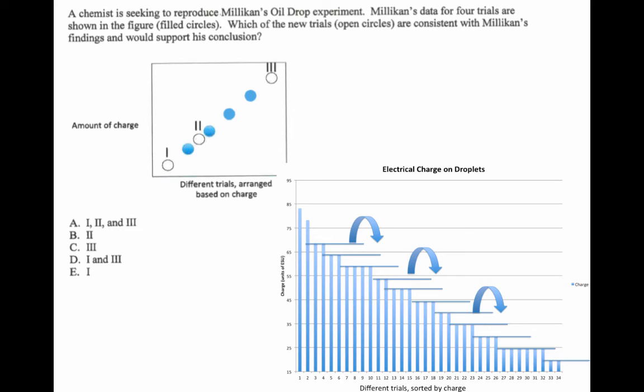So if that one's applicable, then the charge of the electron is actually smaller than what the other data set is proposing. So both 1 and 3 would be consistent because they're exhibiting the same step size, so the same fundamental amount of charge that's found from droplet to droplet.